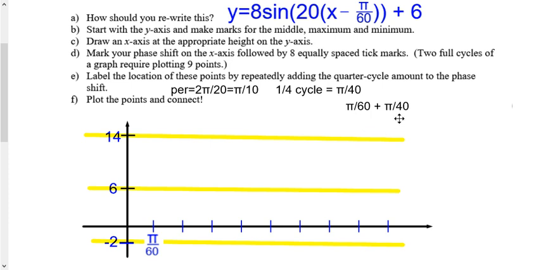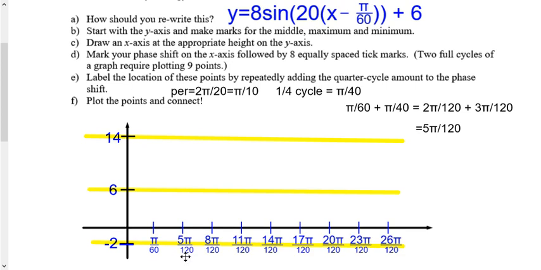In order to add pi over 60 and pi over 40, I need a least common denominator. Since 60 is 2 times 3 times 10, and 40 is 2 times 2 times 10, my least common denominator between those two is going to be 120. I'm going to need to multiply my pi over 60 by 2 on the top and bottom to get 2 pi over 120, and I'll need to multiply my pi over 40 by 3 on the top and bottom to get 3 pi over 120. Then I can add those two things together and get 5 pi over 120. So 5 pi over 120 is what my next mark is going to be.